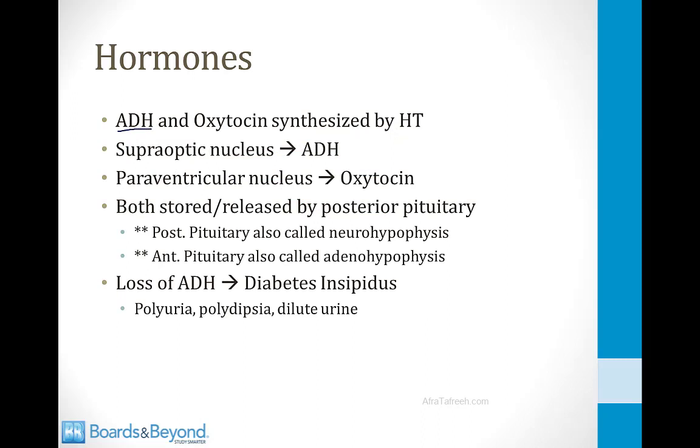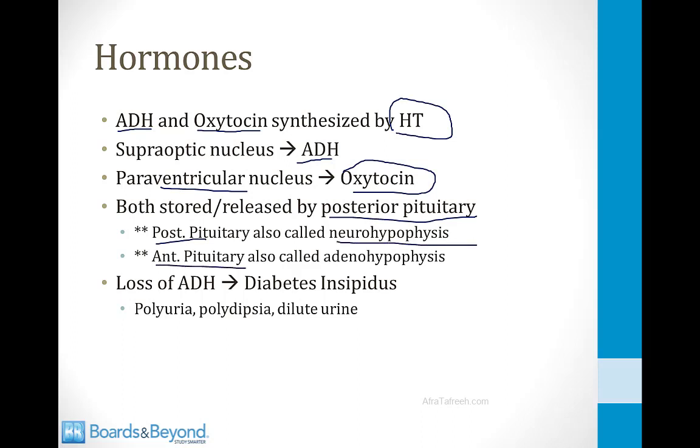Antidiuretic hormone and oxytocin are also synthesized by the hypothalamus. The supraoptic nucleus of the hypothalamus makes ADH, and the paraventricular nucleus makes oxytocin. These are both then stored and released by the posterior pituitary, so keep in mind they're made in the hypothalamus but released by the posterior pituitary. And just a little nomenclature here, the posterior pituitary is sometimes called the neurohypophysis, and the anterior pituitary is often called the adenohypophysis, and they both have different embryologic origins, and that's why they're different structures.